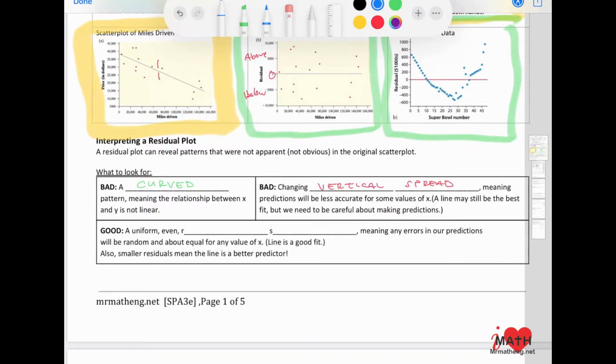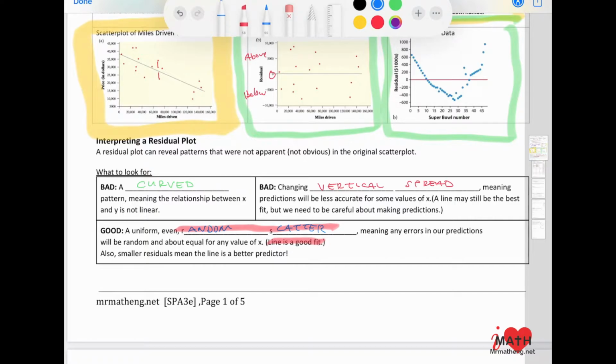Okay, what is good? A uniform, even, random scatter. Meaning any errors in our predictions will be random and about equal for any value of x. A line is a good fit. Also, small residuals mean the line is a better indicator. Let me highlight this one. So when you have a random scatter in the residual plot, then the line is a good fit. So we want to see it all scattered out.